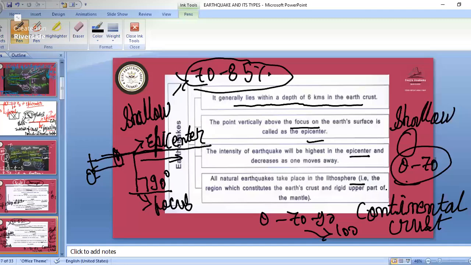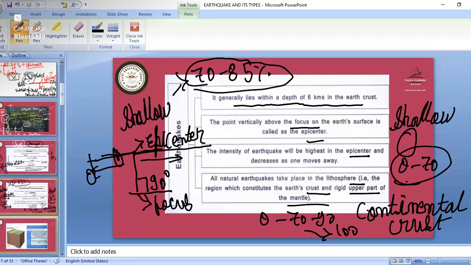So that continental crust is a part of the lithosphere. That is the region which constitutes the earth's crust and the rigid upper part of the mantle. In that part only these natural earthquakes will take place. So all natural earthquakes take place in the lithosphere part. Remember this particular part.